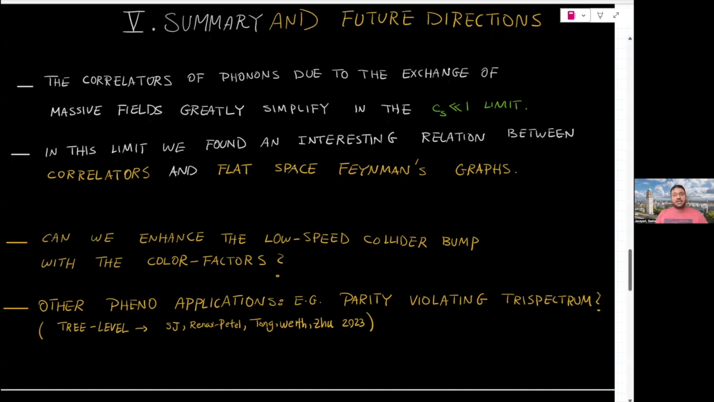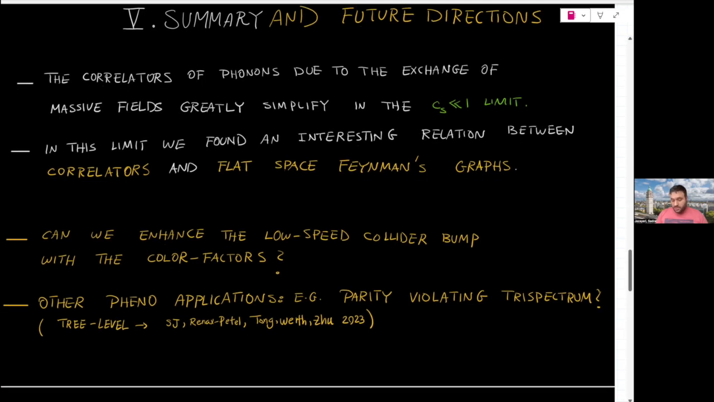About the future, as I already alluded to, it would be interesting to see if in some other loop diagrams the low speed collider bump will also appear, and whether the amplitude of this bump can be enhanced by some color factors. Other phenomenological applications in which our non-local effective field theories can be used include searching for a parity violating signal in the trispectrum, for example. And we already had some work on the application of non-local EFT at tree level, but it would also be interesting to see that at loop level something similar can materialize.